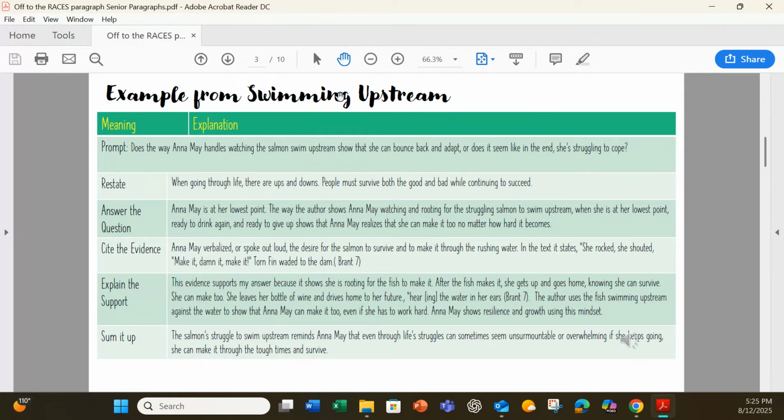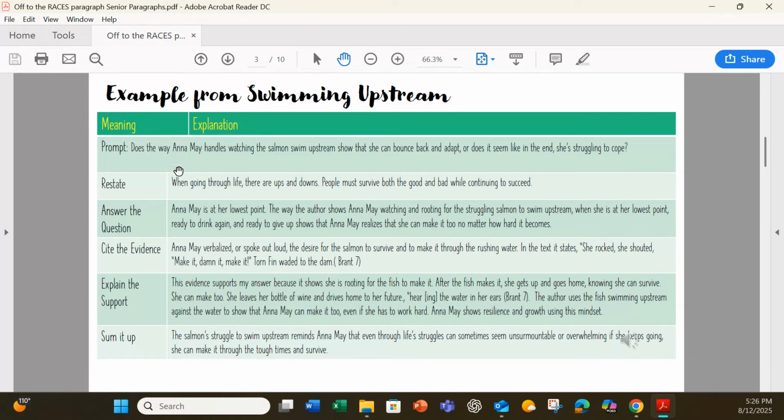Now I'm going to provide you with an example from a short story called Swimming Upstream. We will read that next quarter. The prompt you're going to have for this story is, does the way Anna May handles watching the salmon swim upstream show that she can bounce back and adapt, or does it seem like in the end she is struggling to cope? So you'll notice this prompt gives you two ways you can answer this question. You can answer whether or not she's bouncing back and adapting, or you can answer whether she is struggling. I chose bouncing back and adapting.